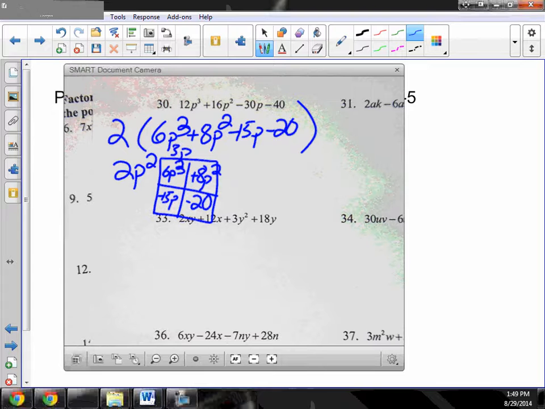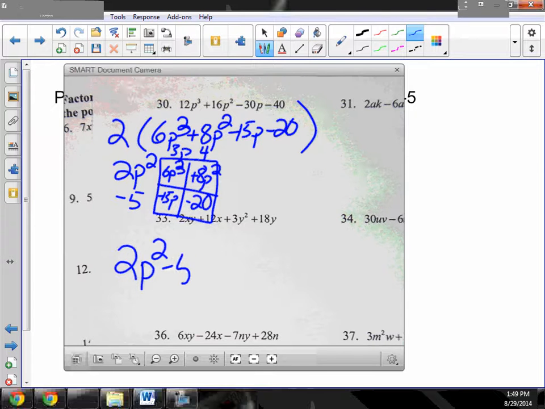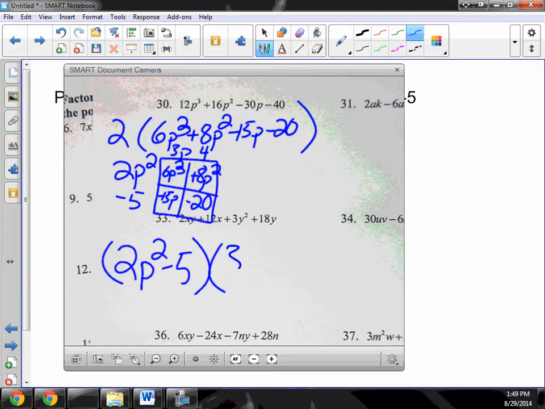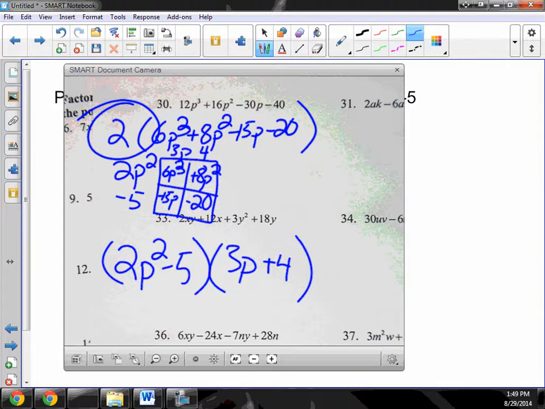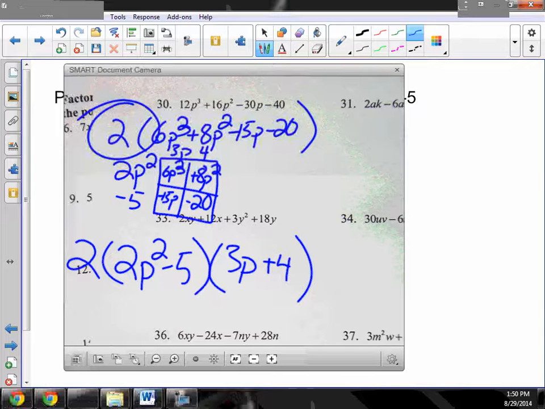If I take a 2p squared out of this box, what's left? 4. So now, if I take a 3p out of this box, what's left? Negative 5. Is negative 5 times 4 negative 20? Yes, so now I write out the factors. 2p squared minus 5 times 3p plus 4. That's the answer, right? No, what did I miss, Reese? I forgot the 2. In the beginning, I pulled out a 2. Don't forget it. It goes out front.